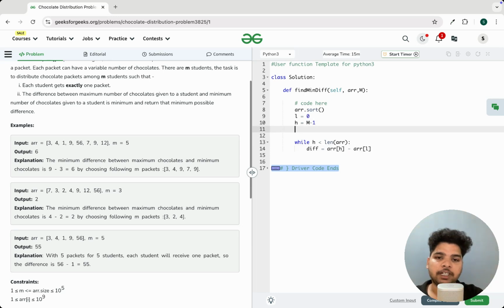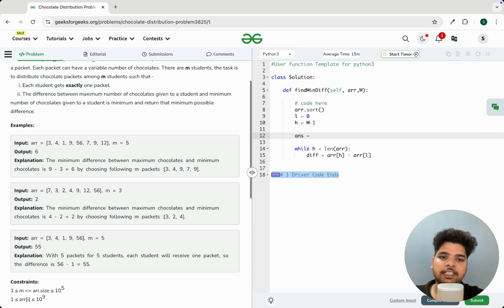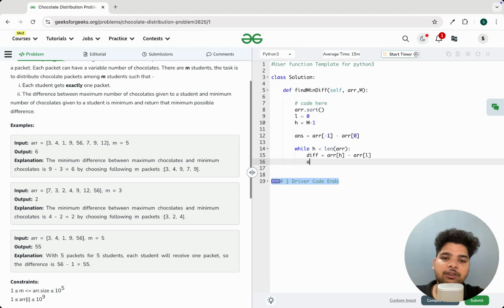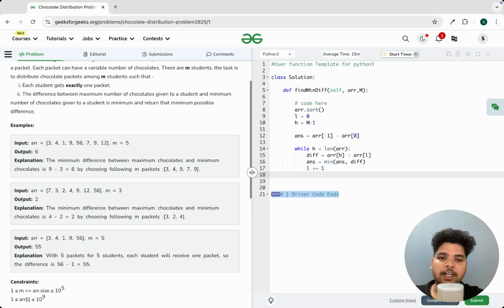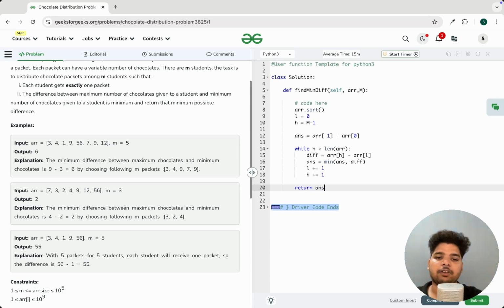Now we have an answer. Initially it will be arr of last index, because that is the maximum value, minus arr of first index. That will be basically the difference. Every time we calculate the difference, we'll update the answer: answer is the min of this answer and this difference. Then we'll increment low by 1 and high by 1, and at last we'll return our answer.